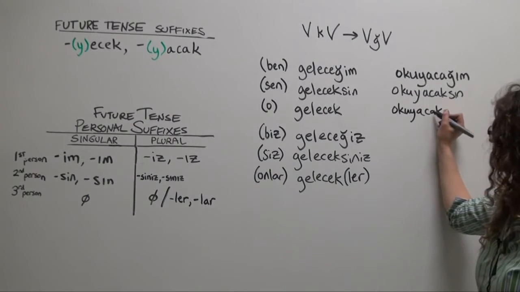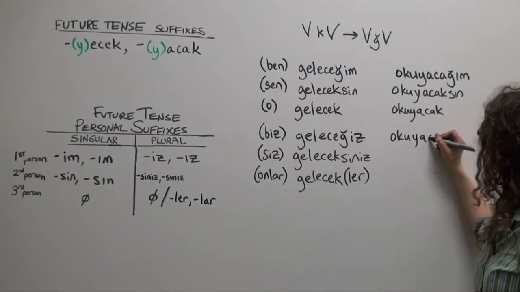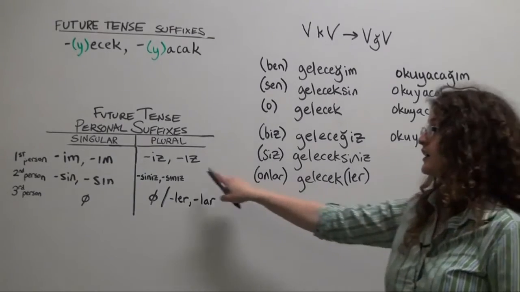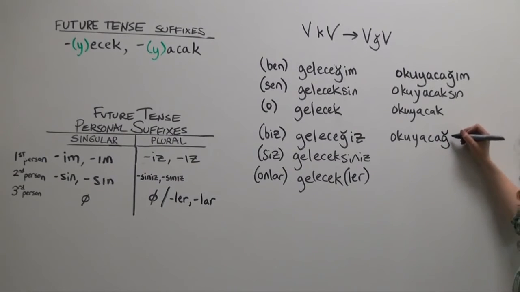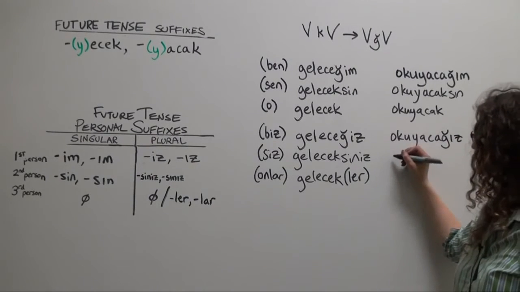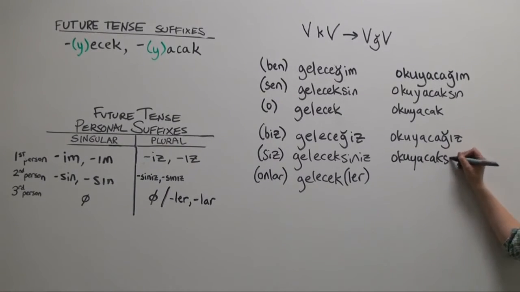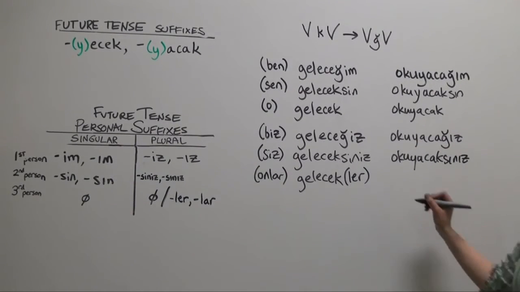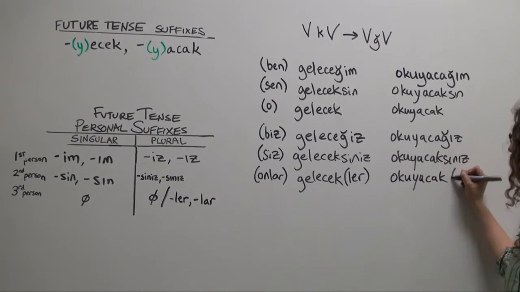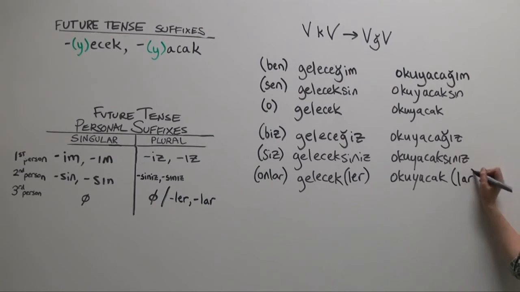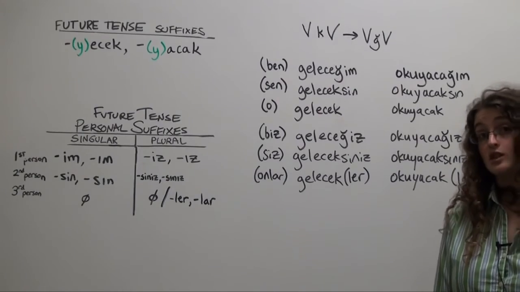O okuyacak. Biz okuyacağız. Consonant alternation. Okuyacağız. We will read. Siz okuyacaksınız. And finally, onlar okuyacak, with an optional lar, okuyacaklar, if we desire to add that plural suffix according to the rules of two-way vowel harmony.